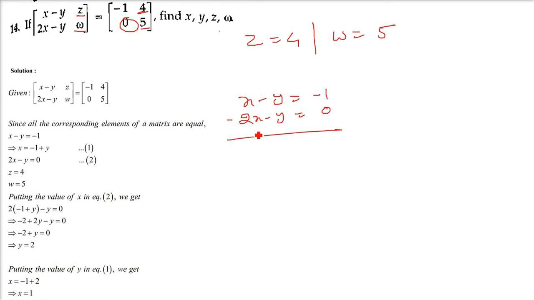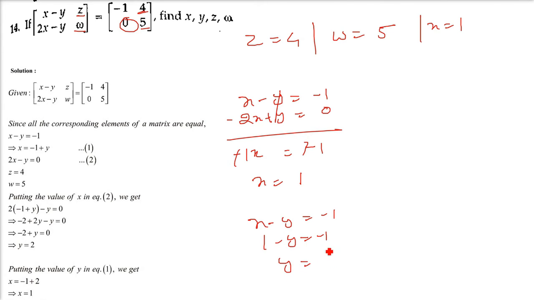So just subtract these two. x minus 2x is -x, y gets cancelled, equals -1 minus 0 is -1. So x is equal to 1. Now put it here, x minus y equals -1, x as 1, so y will be equal to 2. Okay. So y equals 2, these are all the values.